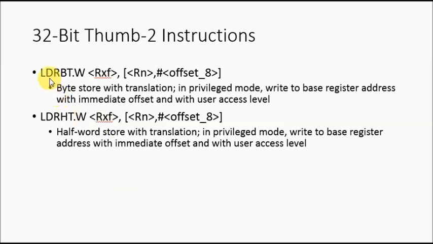LDRBT.W Rxf, Rn, #offset 8-bit. This instruction is also a privileged mode instruction used by the operating system. So byte load with the translation: T indicates the translation, B indicates the byte, and that will read from the base register address with immediate offset and with user access level.